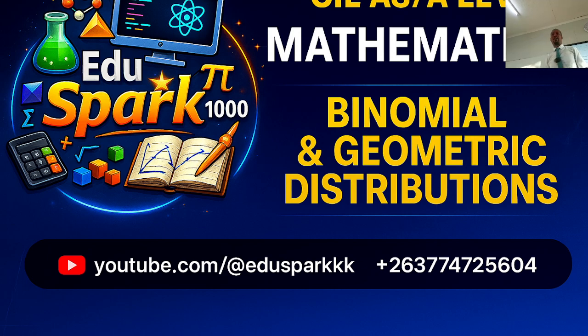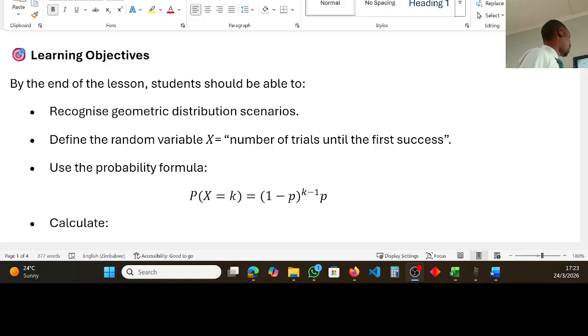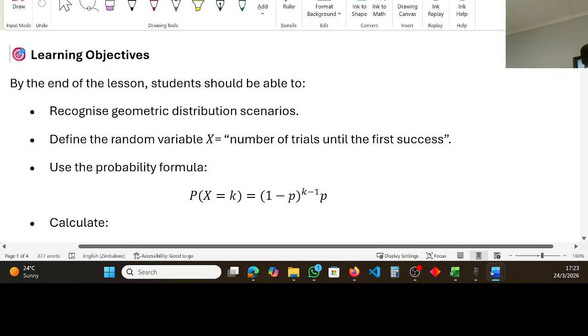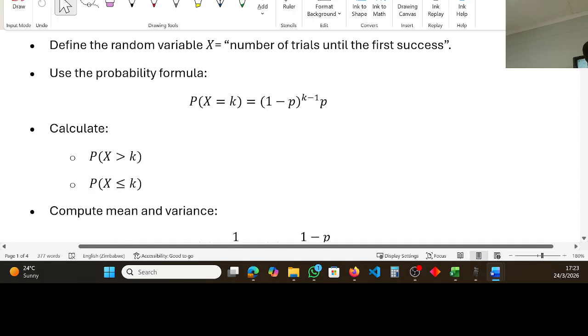So good afternoon, folks. This time around, I'm bringing in two distributions, binomial and geometric. Well, these normally follow after discrete random variables. So let's have a look at what we have here. I think we're going to start with geometric. What we want to look into is the approach that we use when computing geometric distribution.